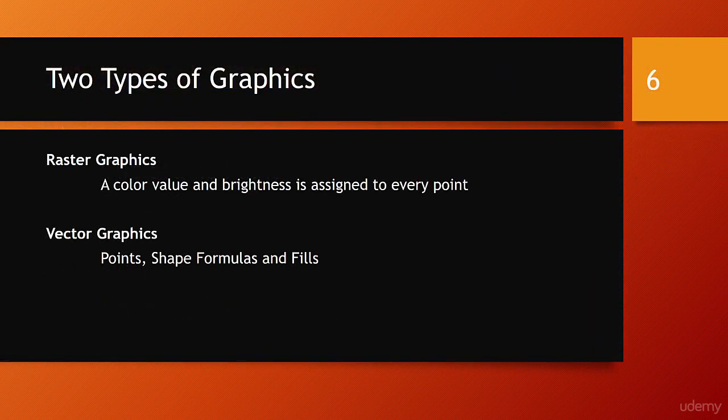Now I want to talk about two types of graphics. What you're normally used to in doing JPEGs or PNGs and so on are called raster graphics. These are extremely large graphics because there's a value to describe the color and the brightness of every point in the image. What Moho works with is vector graphics, which is just points, shape formulas, and fills. Very small, very simple to render, and very simple to animate.